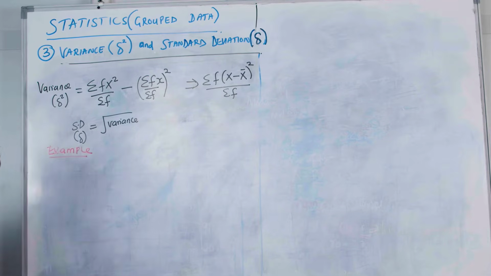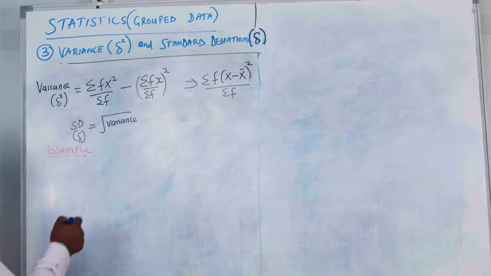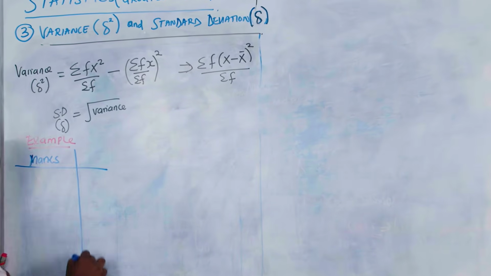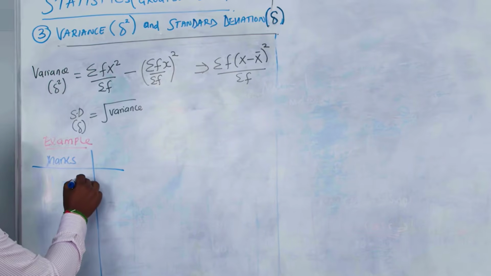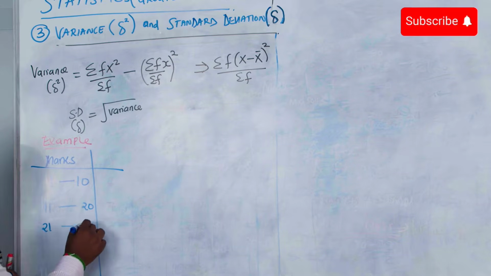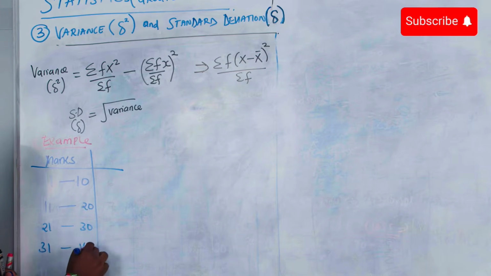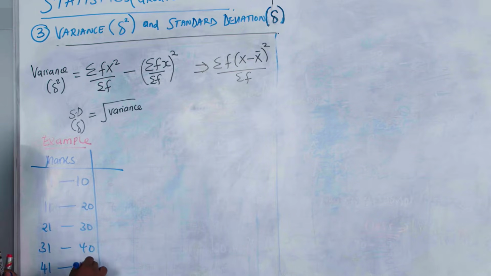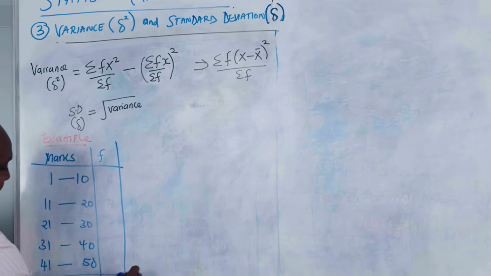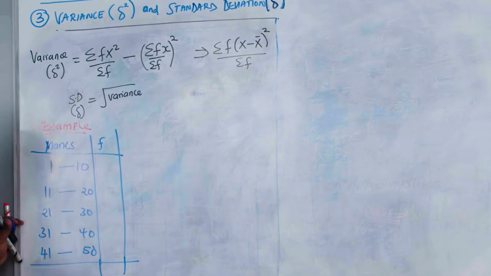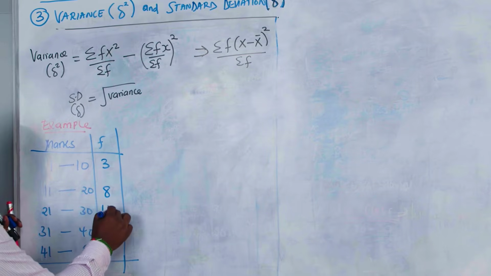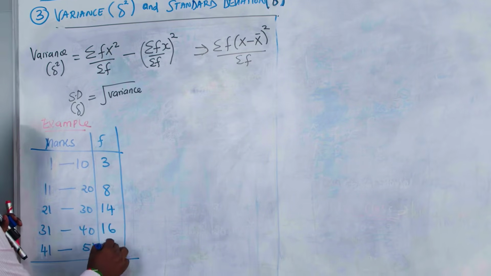Remember, we are dealing with group data, being our third video. So we have marks. Maybe you gave an exam out of 50, and therefore you expect 1 to 10, 11 to 20, 21 to 30, 31 to 40, and there are those who scored between 41 and 50. So there is a frequency. How many scored between 1 and 10? We can use 3. We can have 8, 14, 16, and 9.